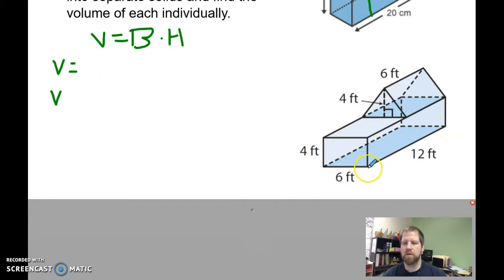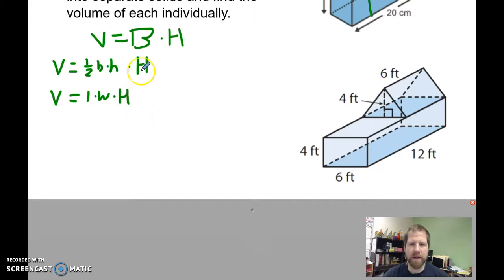For my triangular prism, the base is 1/2 little base times little height, and then times my big height. For my rectangular prism, it's going to be length times width times big height. In this case, my big heights are actually different, because my triangular prism doesn't come all the way out to the end. So let's go ahead and fill this one in.